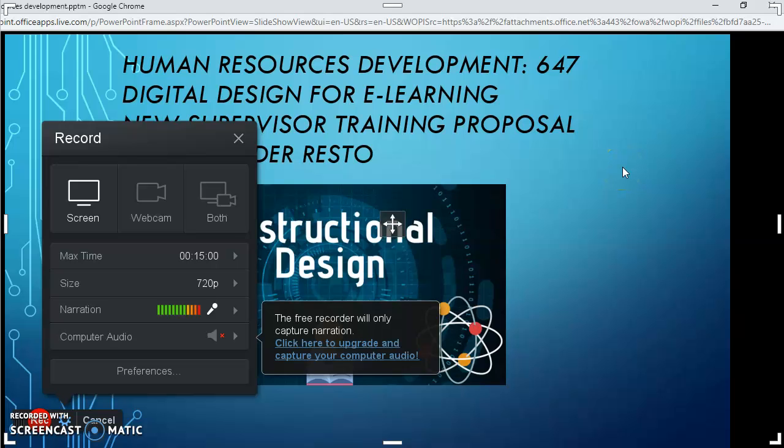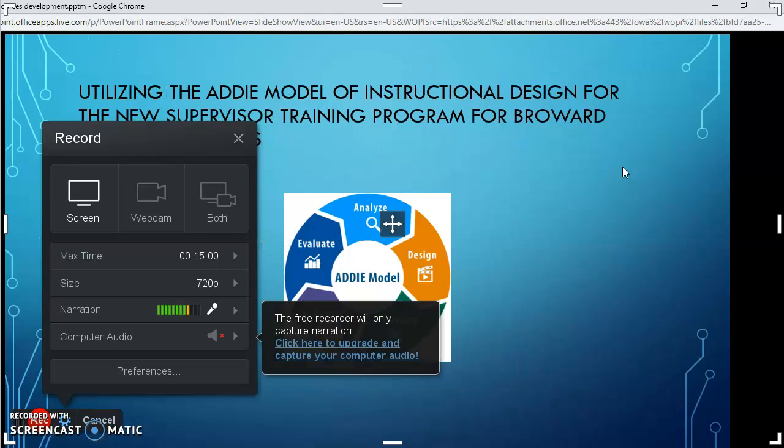My name is Alexander Resto, and today I'll be presenting my new supervisor training proposal for Broward County employees in conjunction with our Broward County Human Resource Division and our respective Broward County Training Division for newly promoted employees who are being promoted for the first time as first-line supervisors.